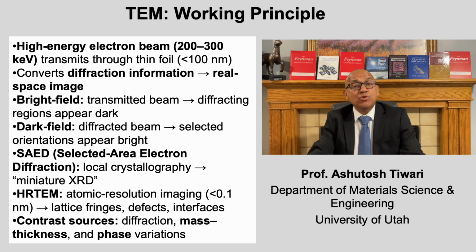In bright field mode, the transmitted beam is used to form the image. Regions that diffract strongly appear dark. Dark field mode instead uses one of the diffracted beams, so specific crystal orientations or faces appear bright.